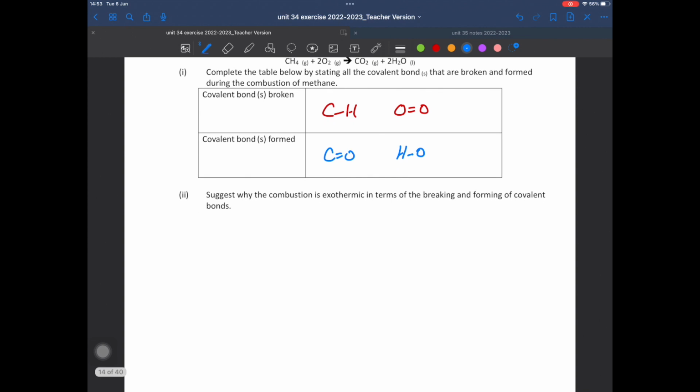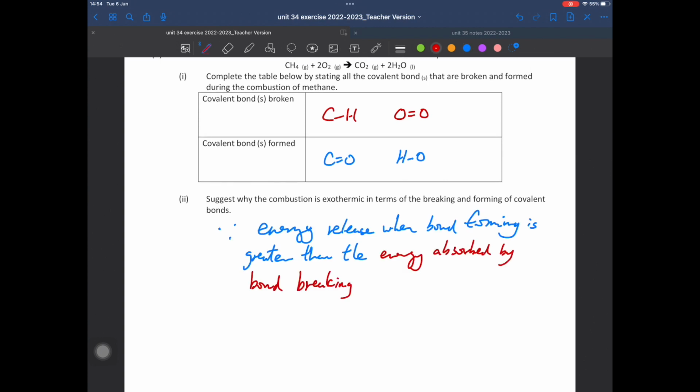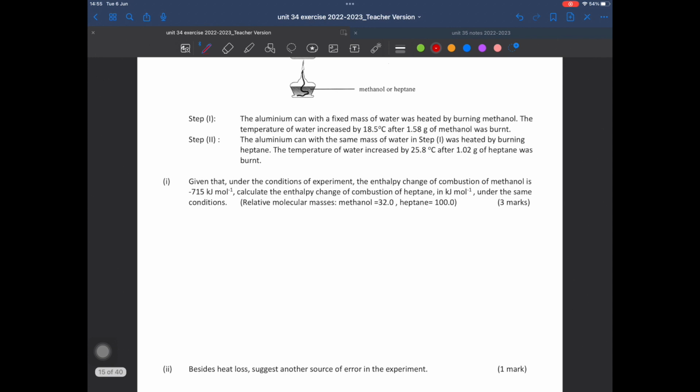And finally, why is the combustion exothermic in terms of breaking and formation of covalent bonds? Now, we can conclude it like this. First of all, bond breaking needs energy absorbed, and bond forming releases energy. Finally, because this is an exothermic reaction, we can conclude that the energy released is larger than the energy absorbed. And here shows.